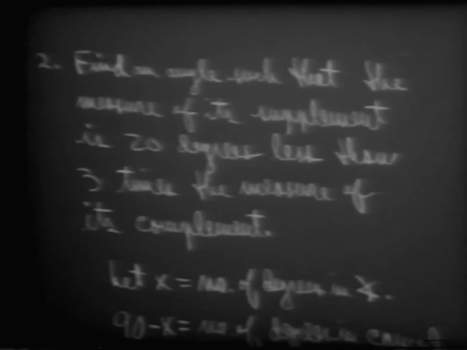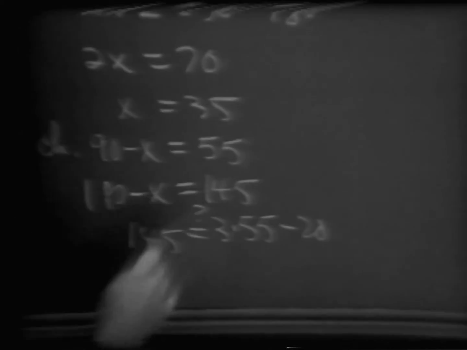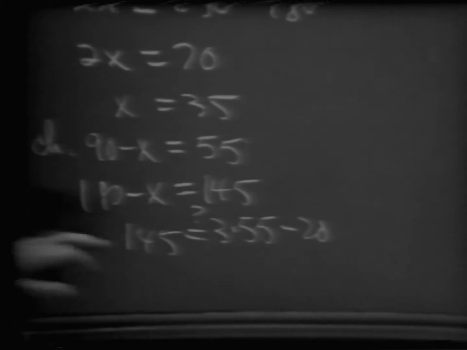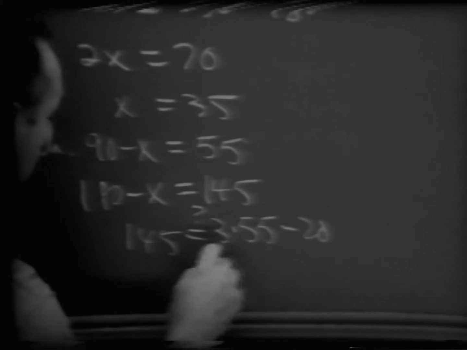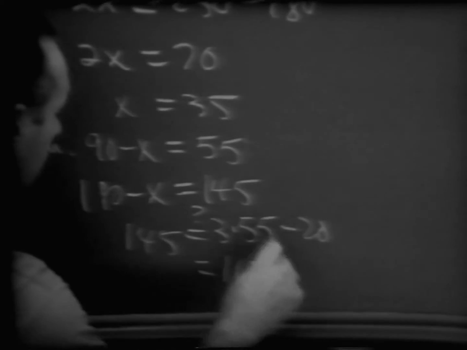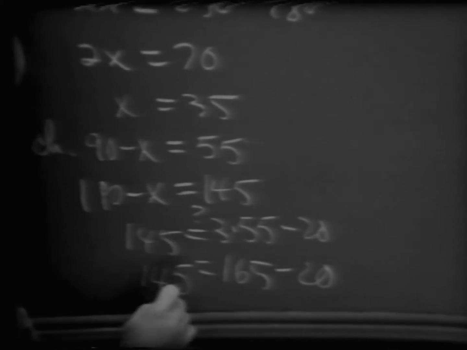Okay, now let's check those 3 numbers in which the original problem says find an angle such that the measure of its supplement, all right, the supplement is 145, is what? 20 degrees less than what? 3 times its complement. Is that right? So let's see if this statement is true. And 3 times 55 is what number? 165. That's what? 165 less 20 is equal to what? 145. Does it check? Yes.